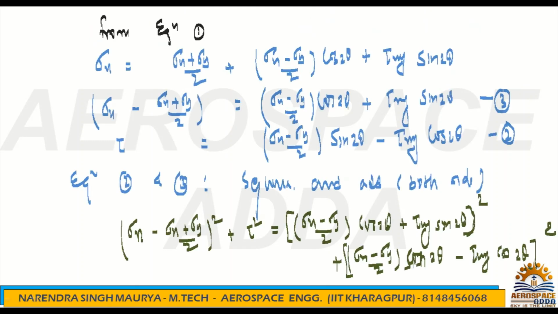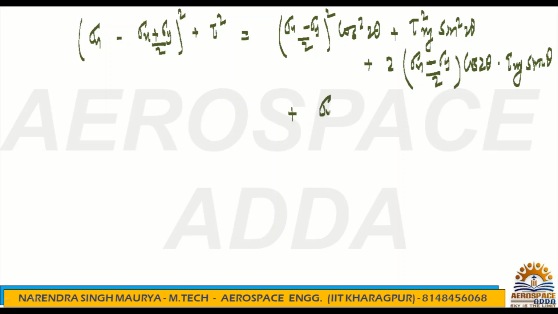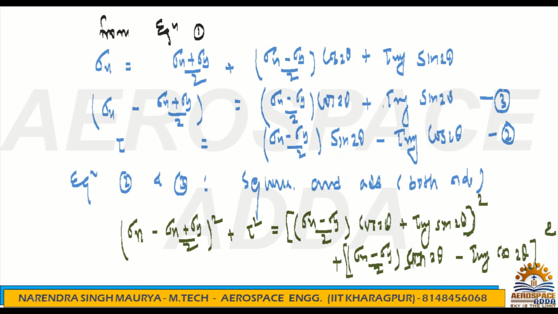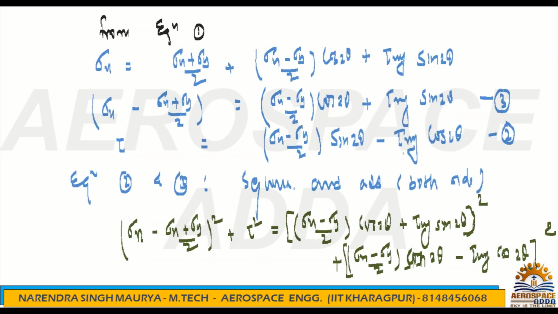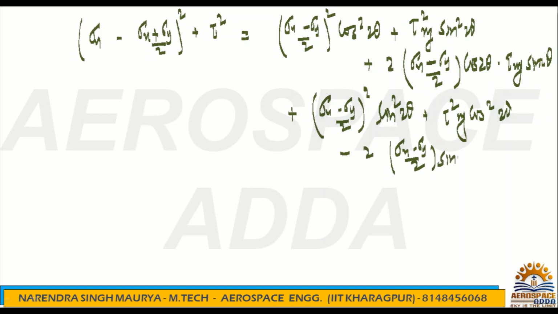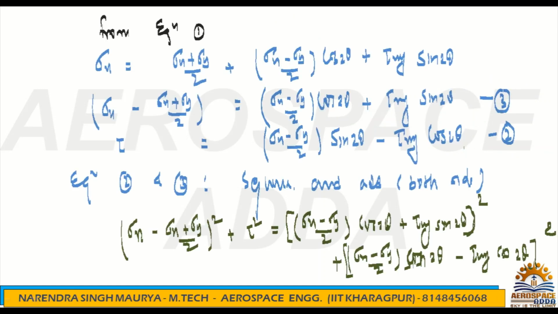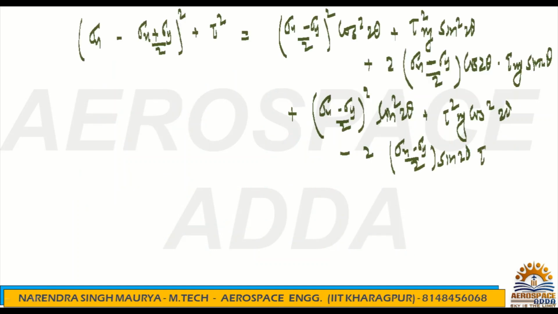You have opened the bracket. Second one, so plus second one: ((σx − σy)/2)² sin² 2θ plus τxy² cos² 2θ minus 2 (σx − σy)/2 sin 2θ into τxy cos 2θ. Up to here it is clear, right?